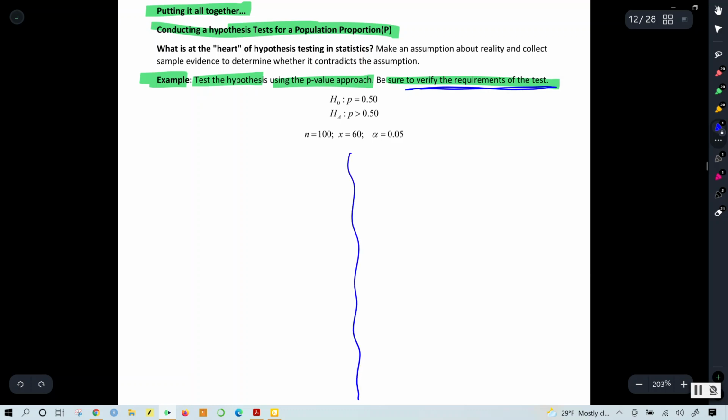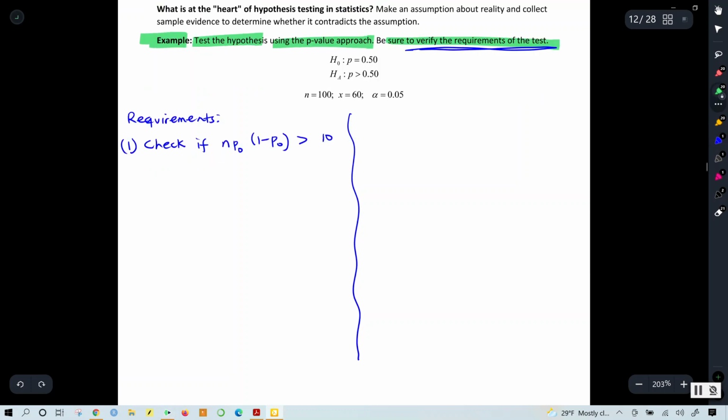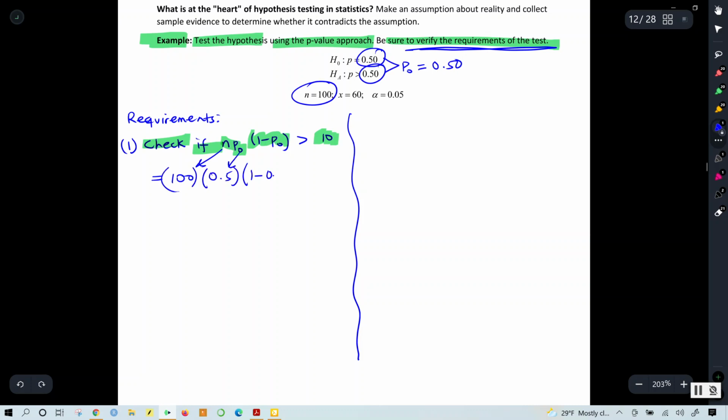So what are the requirements? The requirements are as follows. The first one is to check if np0 times 1 minus p0 is at least 10. What is our p0 in this case? That is the hypothesized value of the proportion, which is 0.50. So my n is 100, the sample size, times 0.5 times 1 minus 0.5. What is my answer? I got 25. This is definitely greater than 10, so the first requirement is met.